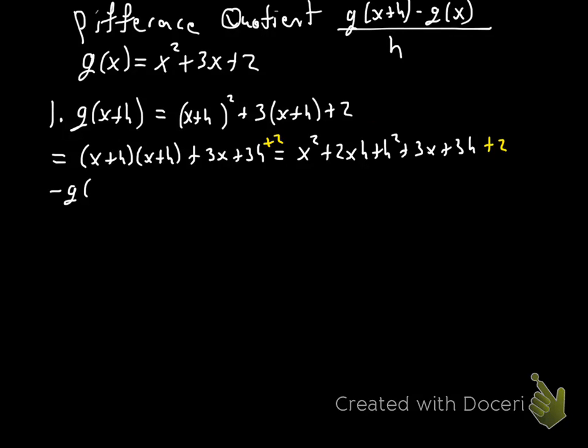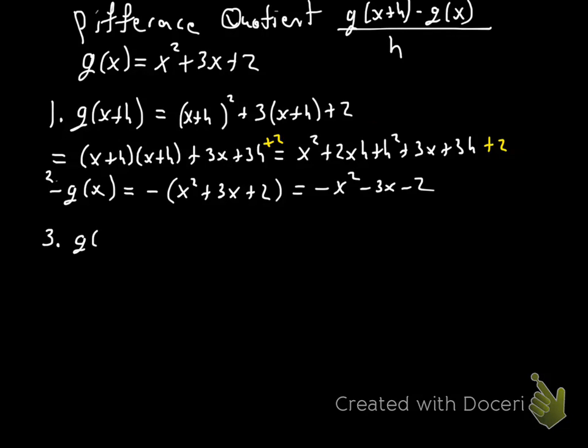And then the second step is we're going to find minus g of x, and we're just going to change the sign of everybody. It'll be negative x squared minus 3x minus 2. And step 3 is just putting it all together. G of x plus h minus g of x all over h.